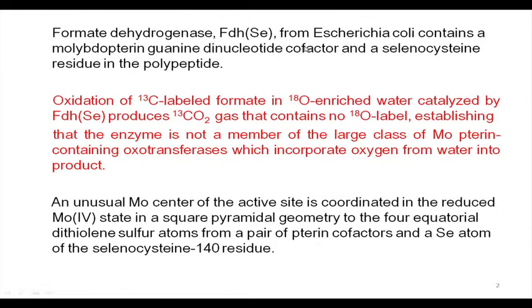So, the biological strain is Escherichia coli, having the molybdenum guanine dinucleotide. This is the typical cofactor. That is a very big cofactor that we have seen in some of our previous classes, that it has sulfur donor atoms, a bidentate sulfur sulfur ligand. So, this cofactor is nothing but a bidentate SS donor unit.